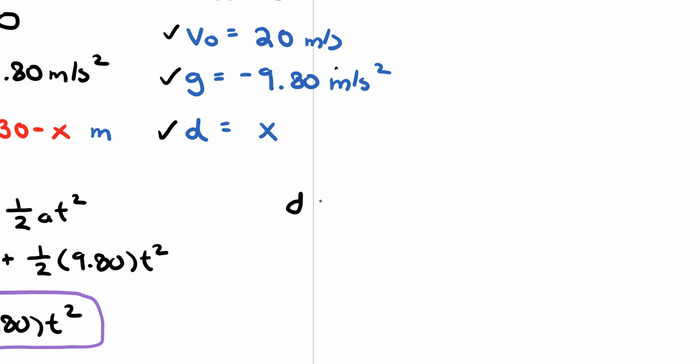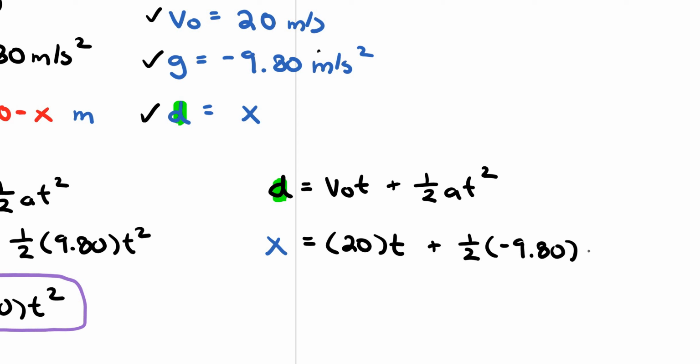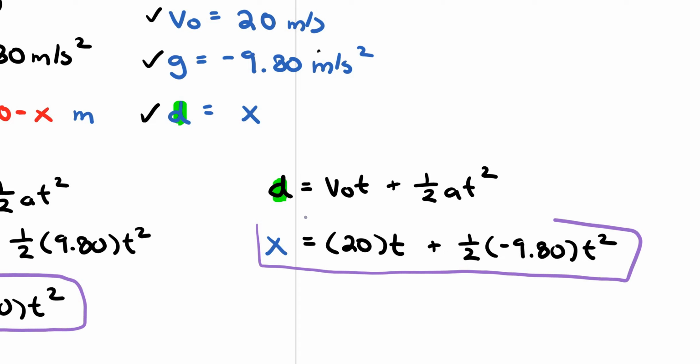And I'm going to use the same equation from the previous section, which is distance is your initial speed times your time plus 1/2 at squared. Okay, so the distance traveled by this ball when it's going in the upwards direction is going to be x equals your initial speed, which is 20, times the time, plus 1/2 a, which is negative 9.80, times t squared. Okay, so I'm going to put that in a purple box right there.